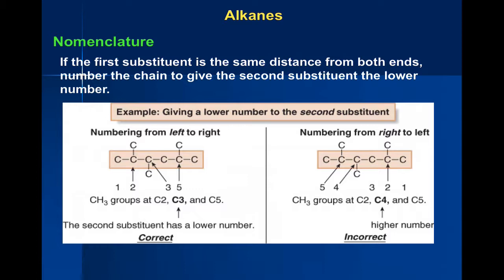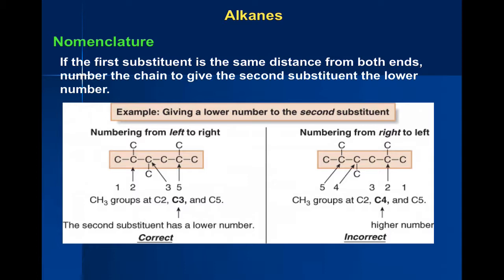Now, if the first substituent is the same distance from both ends, now we've got a dilemma. Right? If I look here, I've got 1, 2, 3, 4, 5, 6. Right? First substituent is at carbon number 2. Here I've got 1, 2, 3, 4, 5, 6. There's my longest chain. The first substituent is at carbon number 2. I can't make a decision based on the first substituent. Now we have to worry about the second substituent.